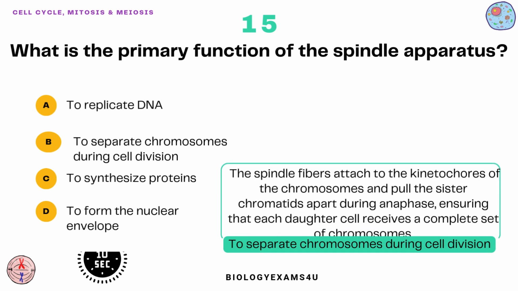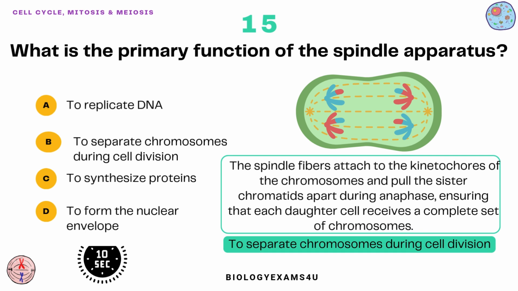The correct answer is to separate chromosomes during cell division. The spindle fibers attach to the kinetochores of the chromosomes and pull the sister chromatids apart during anaphase, ensuring that each daughter cell receives a complete set of chromosomes, as you see in this figure.